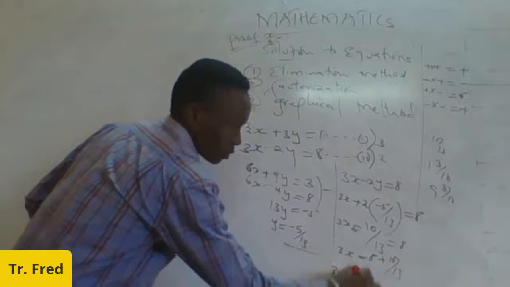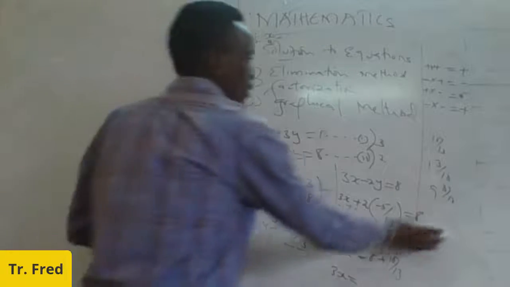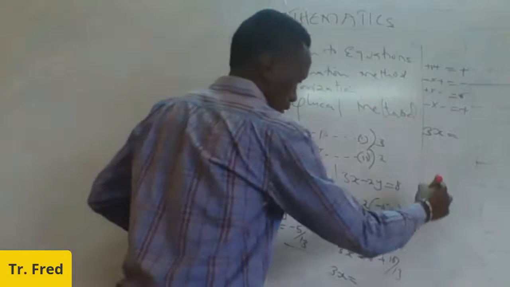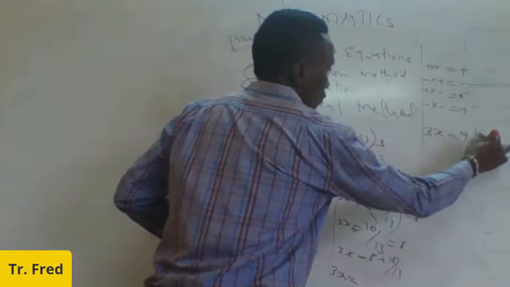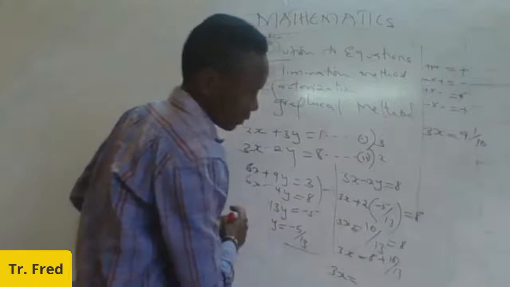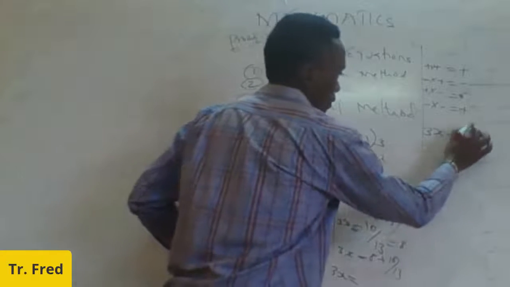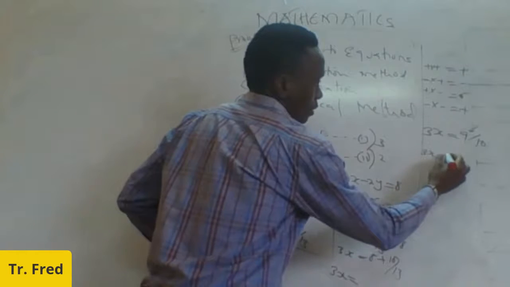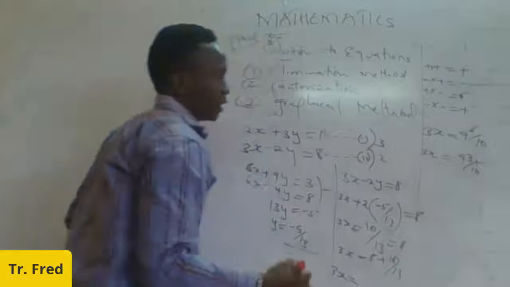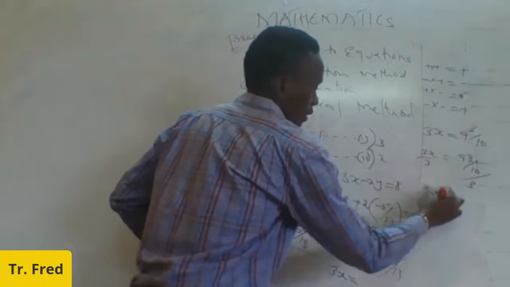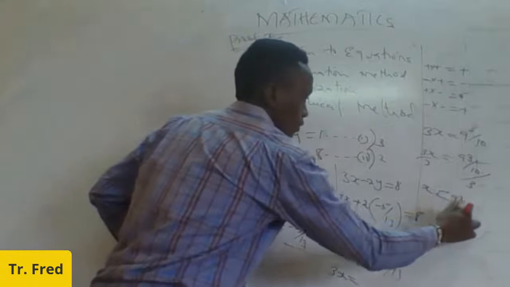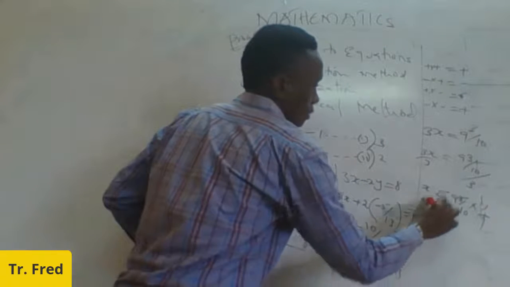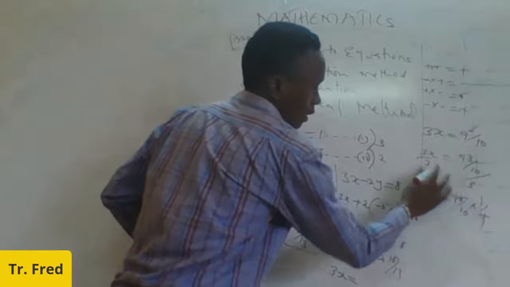So 3x will be 9 and 3 out of 10. Therefore, you can simply find the value of x by dividing all through by 3. So this one will be 3x equals 93 out of 10. Dividing by 3, x will be 93 out of 10 multiplied by a third. And this one will be 31.